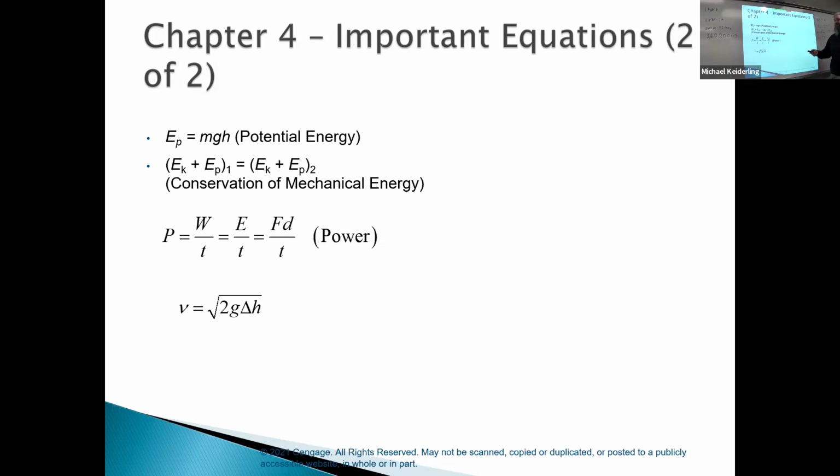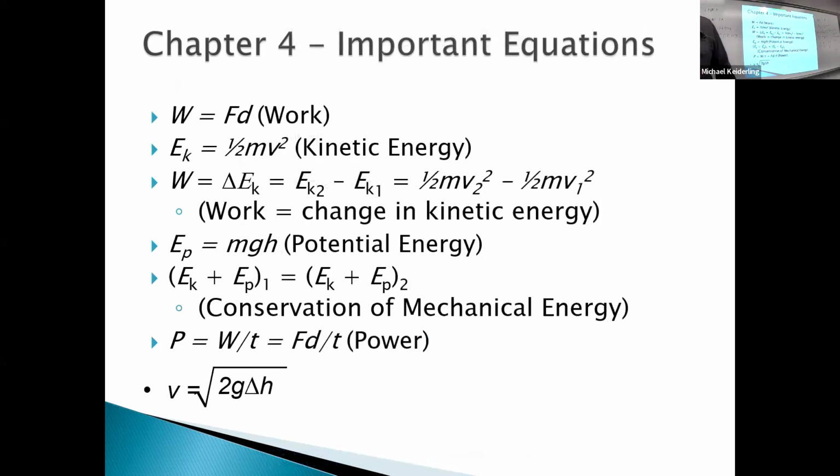Power is work over time or energy over time, which is force times distance over time. And for something where you start with 0 kinetic energy and you're converting potential energy into kinetic energy, your velocity ends up being the square root of 2g delta h. This set of equations. And that's all for today.